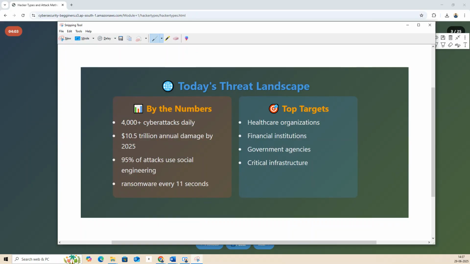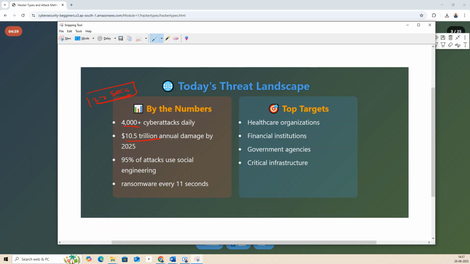So now we are facing 4,000 cyber attacks every single day. That's one attack every 22 seconds. Every 22 seconds, there's one attack. The economic impact is staggering. We are looking at 10.5 trillion in annual damage by 2025. To put that in perspective, that's larger than the GDP of every country except the United States and China.